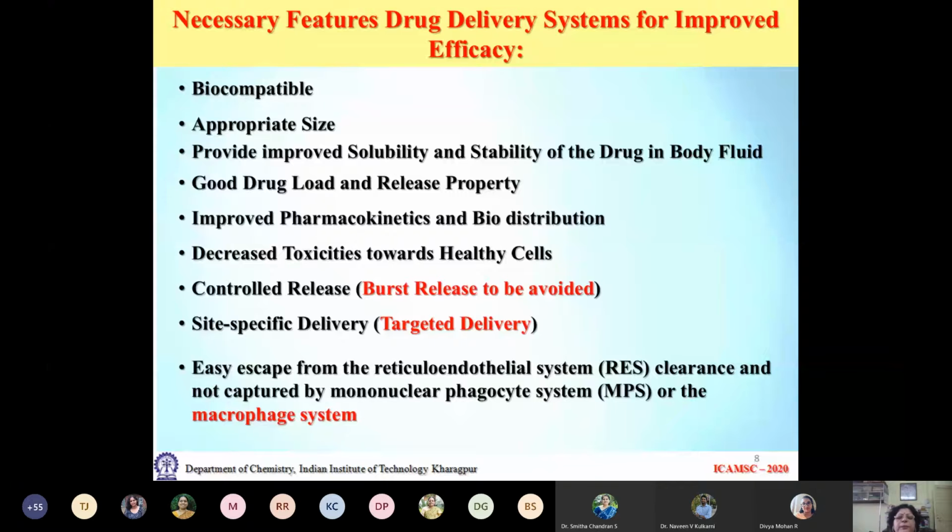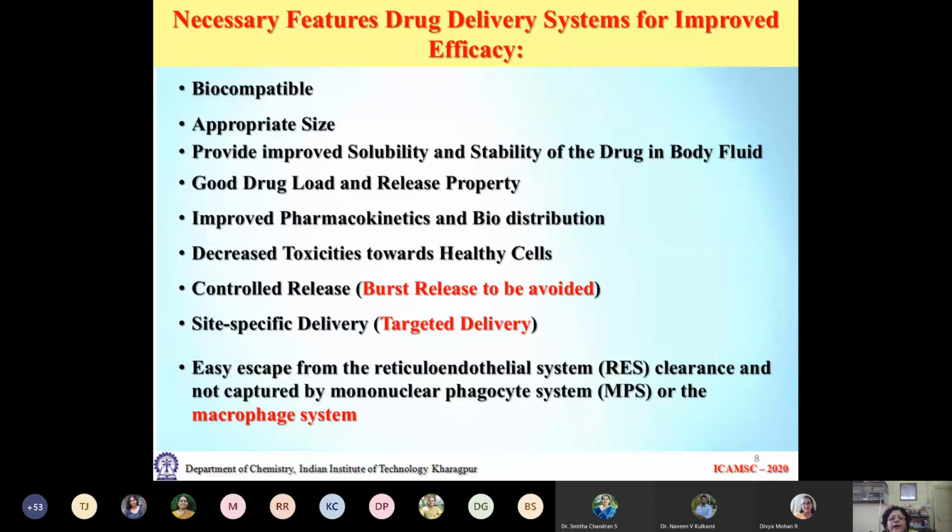So it may not be uniformly distributed. Bioactivity may not be that good because the release is so fast that the drug is not utilized. Now, the best would be if the system which you have designed is actually going to the exact site. That is known as site-specific delivery, and that will be the best.